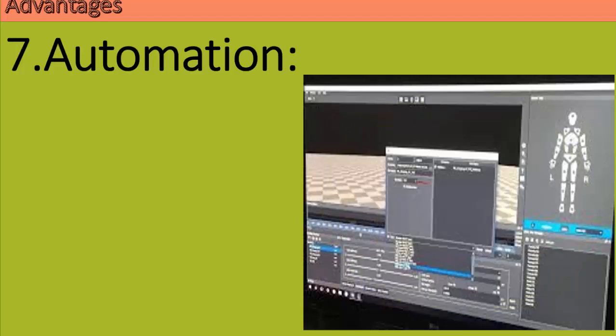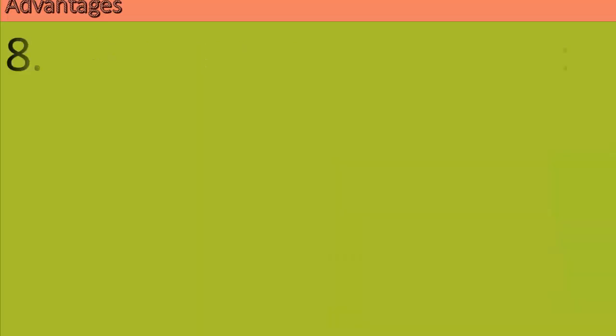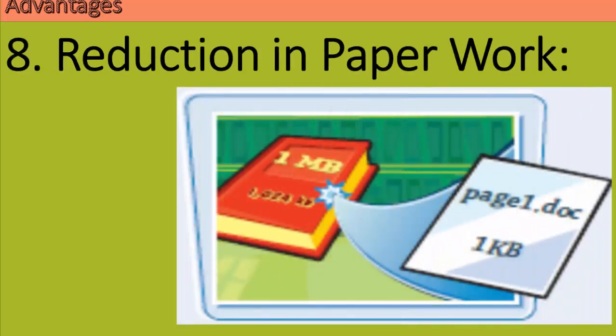The next advantage of the computer, students, is automation. As you know, students, a computer is an automatic machine. Automation means the ability to perform a given task automatically. Once a program is given to the computer and stored in computer memory, the program and instructions can control the program execution without human interaction. The next advantage of the computer, students, is reduction in paperwork.